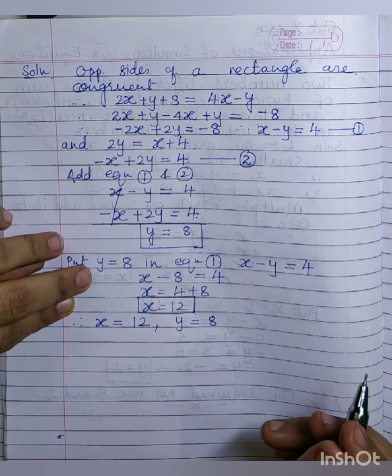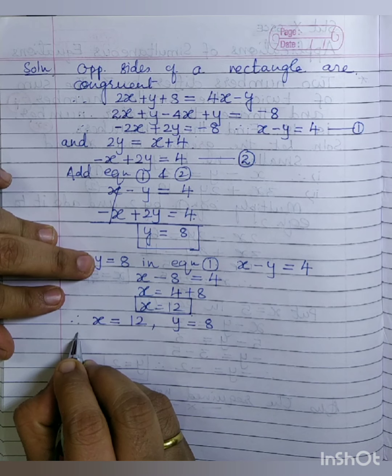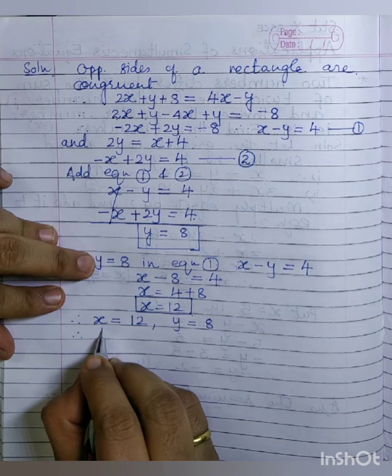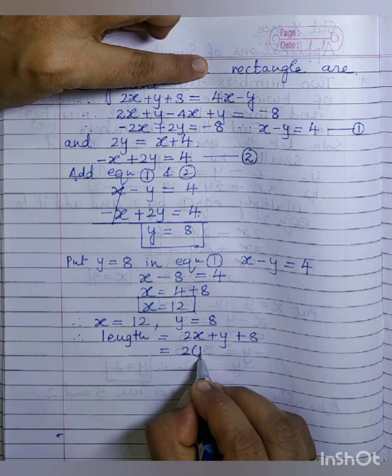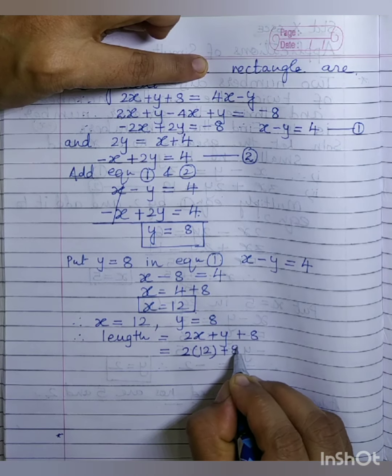Now for the further part, we need to find the sides of the rectangle. First thing we will be finding the sides. One we can assume as length. Length, this part, 2x plus y plus 8. So 2 into 12 plus 8 plus 8.